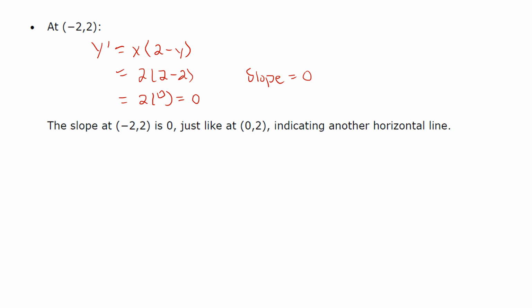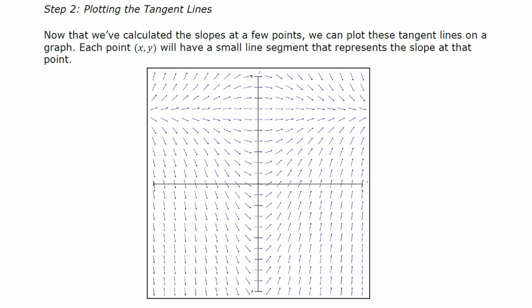line. Okay. So step 2 now would be to calculate the slopes at a few points, and we can plot those tangent lines on the graph. So we have our points that we did in step 1, so now we can plot their tangents on this graph. And so you see here that at each point x, y, we have a small line segment that represents the slope at a point.